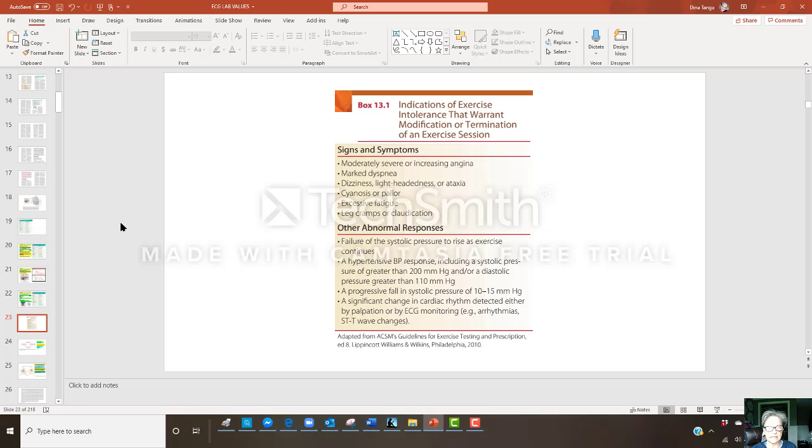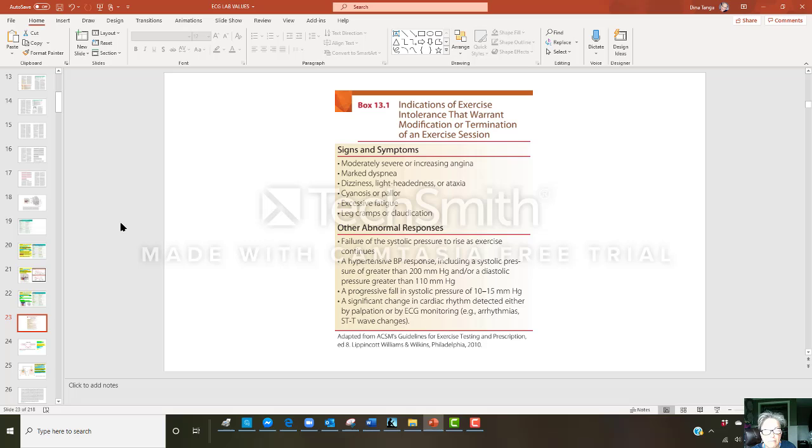Other abnormal responses include failure of the systolic pressure to rise as exercise continues. That's the top number, the pressure in your heart when your heart contracts. A hypertensive blood pressure response, including a systolic pressure greater than 200 or a diastolic pressure greater than 110. So 200 over 110.